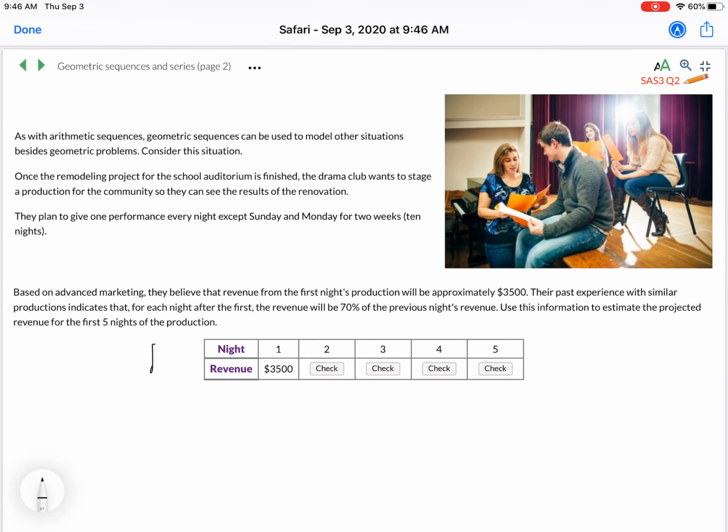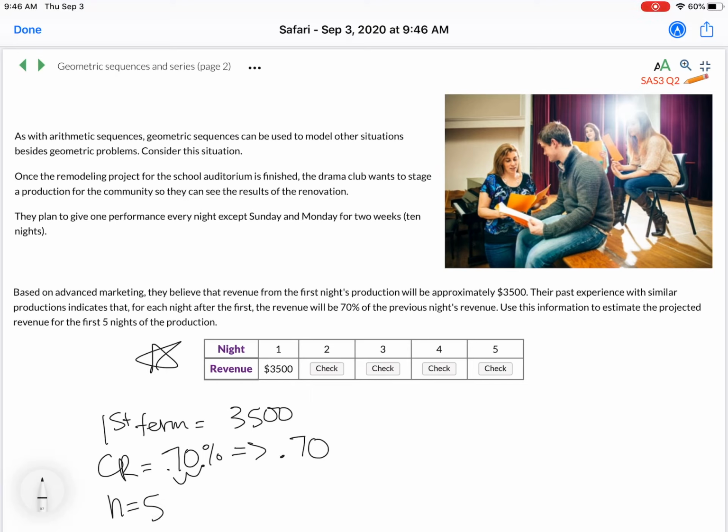Okay? So on your workbook, not your notebook, I want you to draw this chart for me. Okay? And then we are going to write first term, which is $3,500. Our common ratio is 70%. But we cannot put a percent in an equation, so we have to change that to a decimal. So remember, we put our decimal at the end and we move it 2 times. We're looking, our N is going to be 5. We're looking for the first 5 nights, okay?